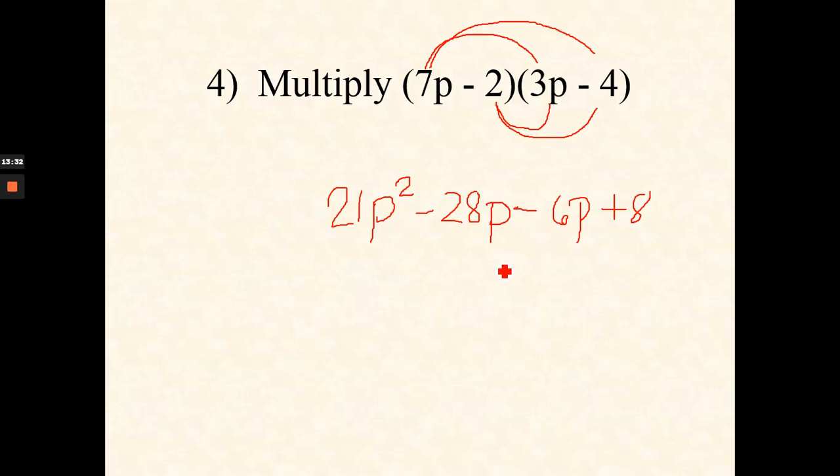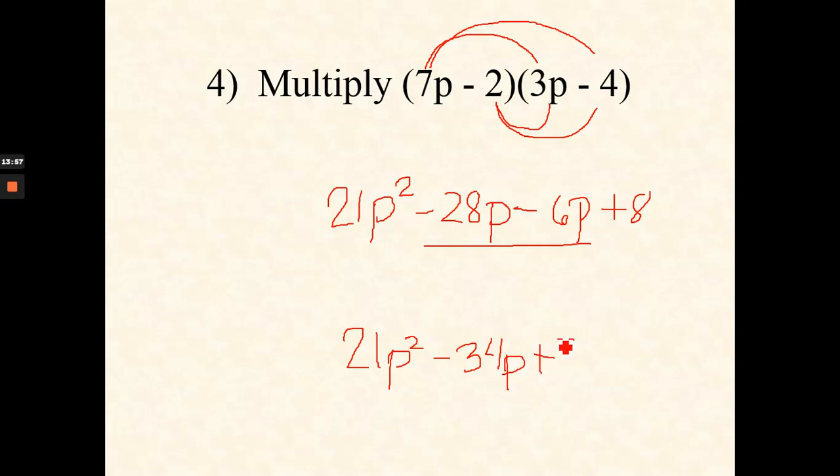And then after that, we're now going to combine similar terms. So you have 21p squared. We can combine this one. Negative 28p minus negative 6p, that is equal to negative 34p.